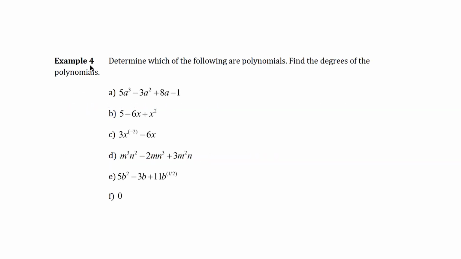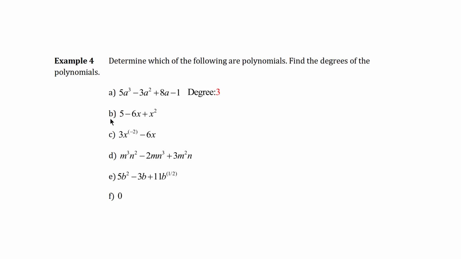For example number 4, determine which of the following are polynomials. Find the degrees of the polynomials. For part A, we have the polynomial 5a cubed minus 3a squared plus 8a minus 1. To find the degree of this polynomial, we just look at the term with the highest exponent. You can see we have 5a cubed. The highest exponent here is 3, so the degree would be 3.